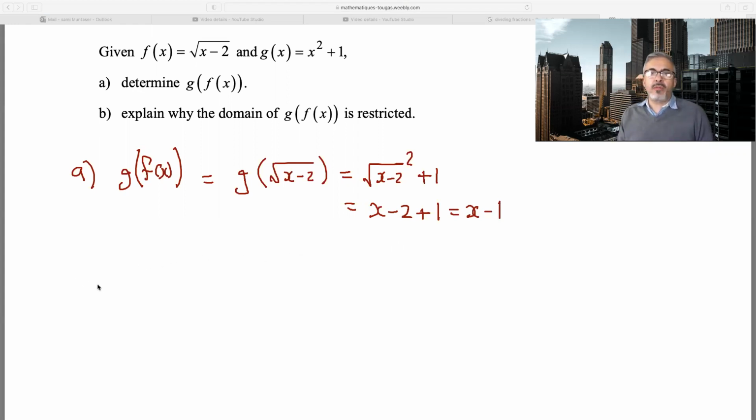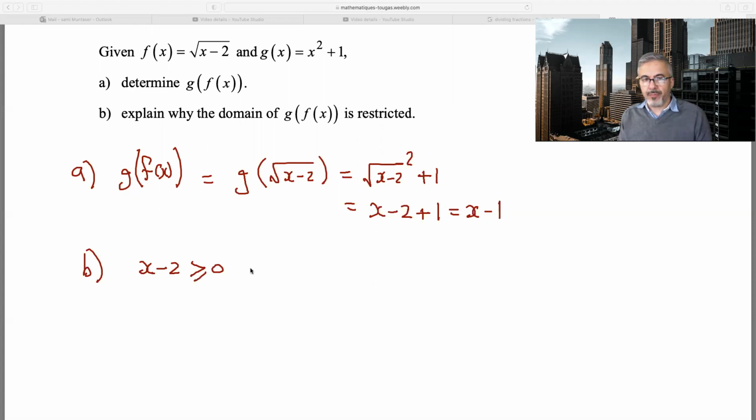Explain why the domain is restricted. So let's find out what the domain is first. The domain, you have to work from here. You know the domain of any radical function is you cannot square root a negative number. So whatever you take in the square root of cannot be negative. So you have to say x minus 2 has to be always greater than or equal to 0.